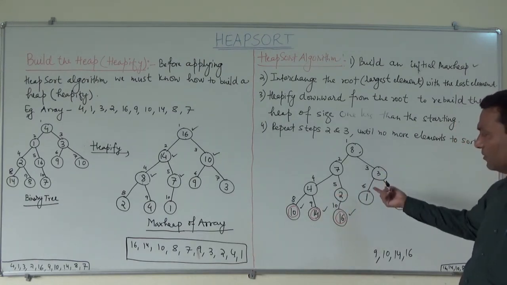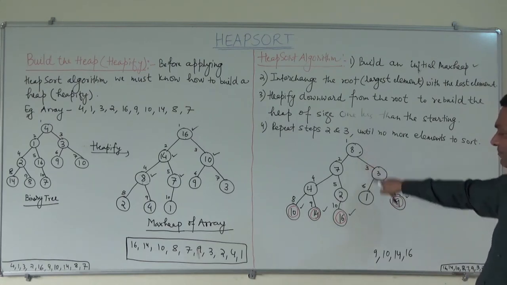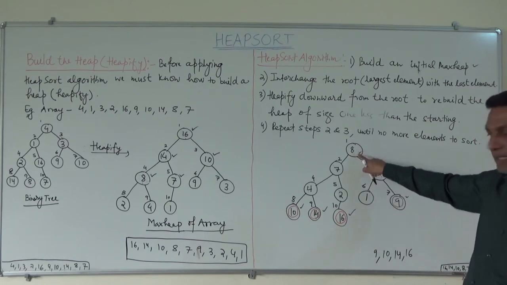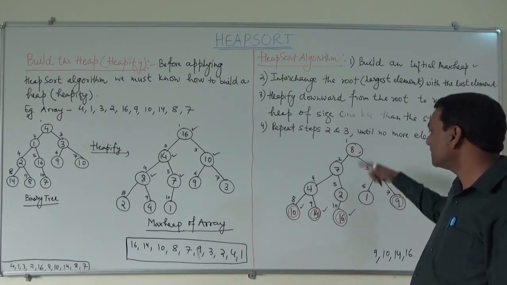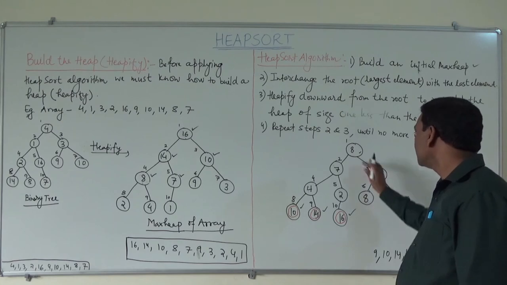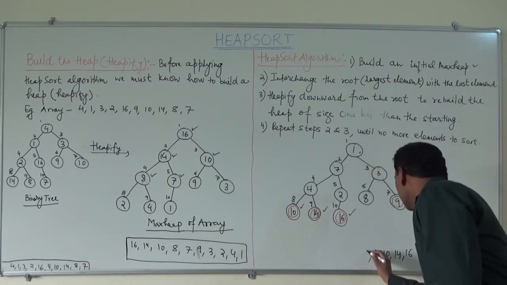Now what we will do? We will interchange the root, which is the largest element, with the last element. So 8 and 1 are interchanged. So 8 will come here and 1 will go here. So this will be 8 and this will be 1. So now this is 8.